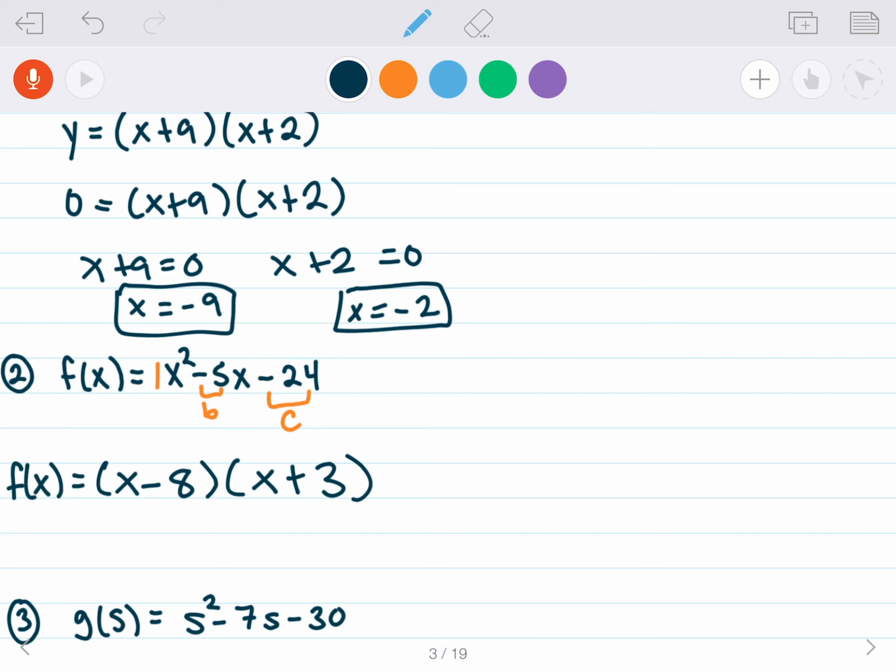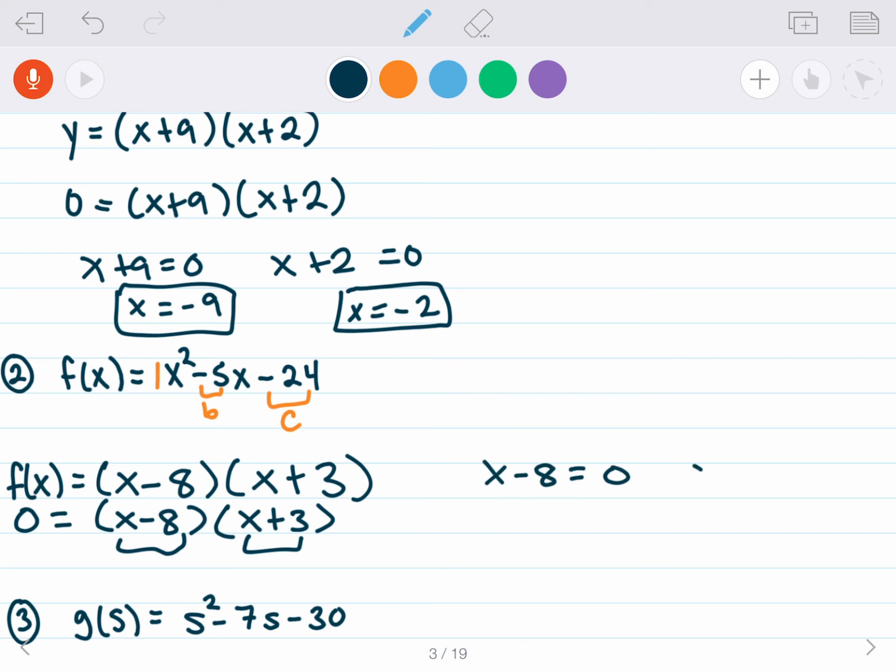All right, so we factored it, and once it's factored, we can set f of x equal to 0, which is y, basically. From here, we can set each individual factor equal to 0. So x minus 8 equals 0, and x plus 3 equals 0. Add 8 to both sides to give me x equals 8.